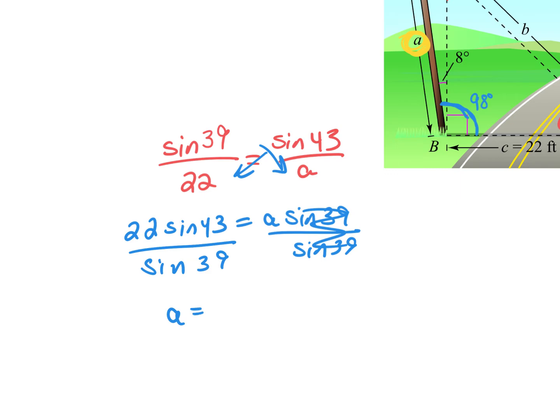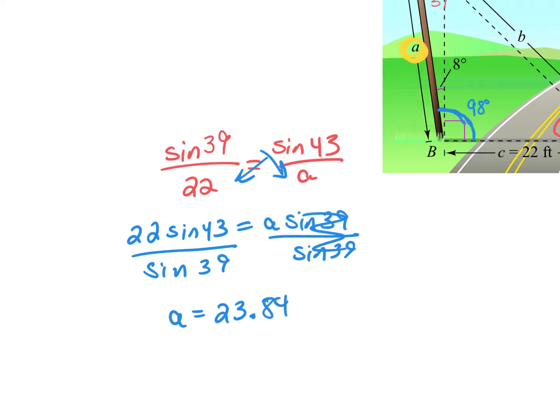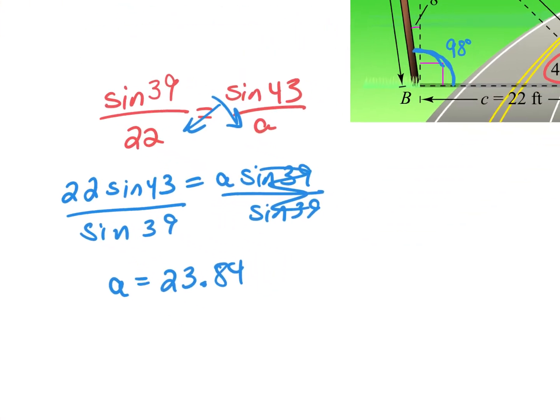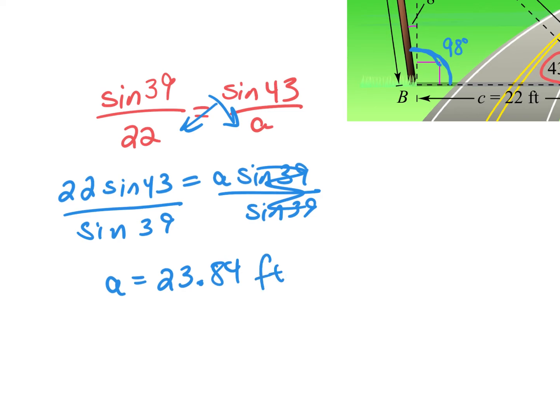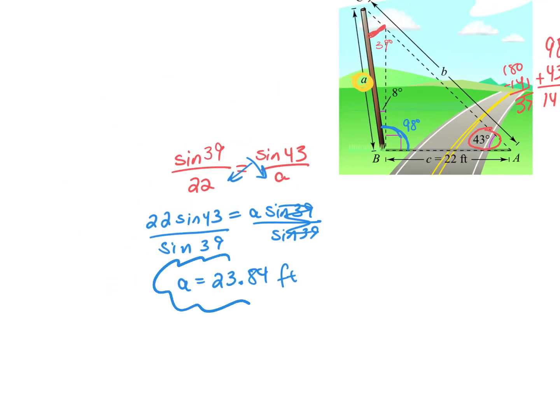About 23 point what? 84. What are we talking about? Feet. Okay. Are you guys getting that? Do we agree? Okay. Did they ask me for any other information? No, they just want to know how long or how tall that pole was.